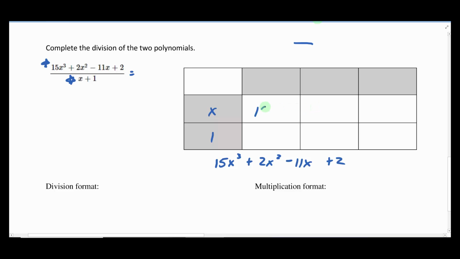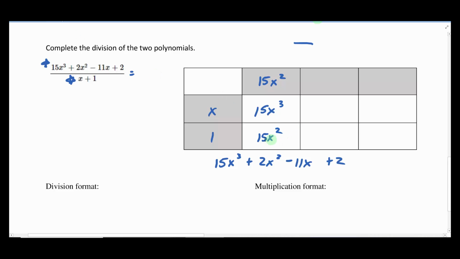Okay, so I'm going to start the Polydoku process. We got 15x cubed goes in that first corner. So something times x gives me 15x cubed, so that's got to be a 15x squared. Again, 15 times 1 is 15, x squared times x is x cubed. And then we can multiply down to get the next one. So 15x squared times 1 is simply 15x squared.